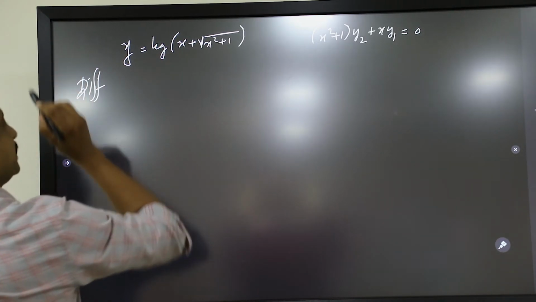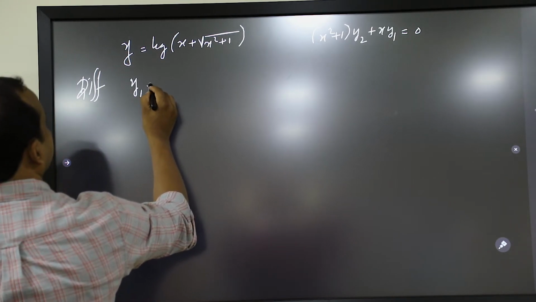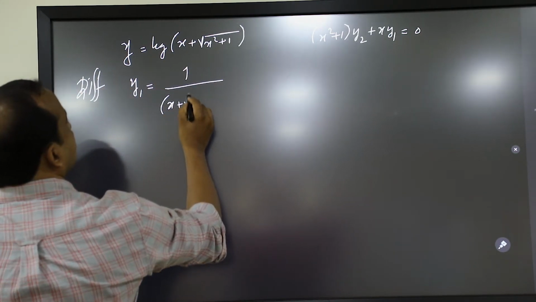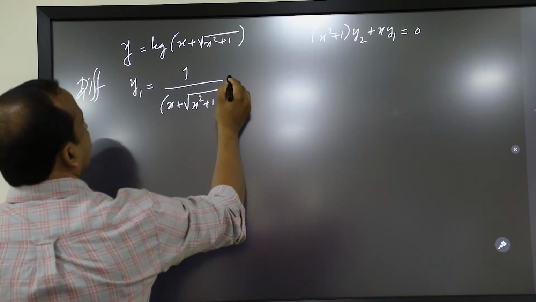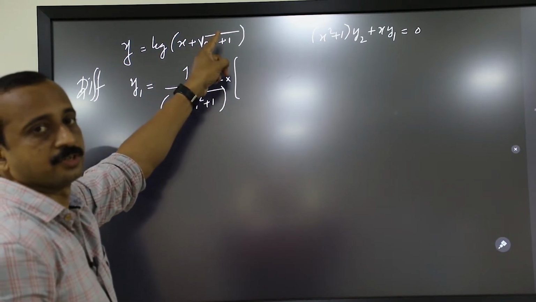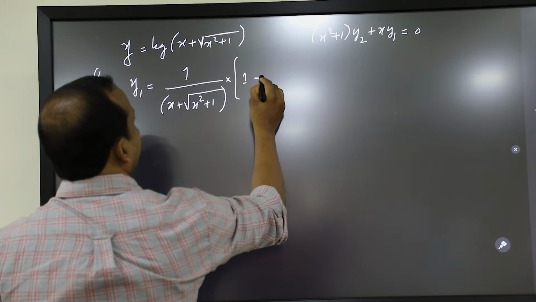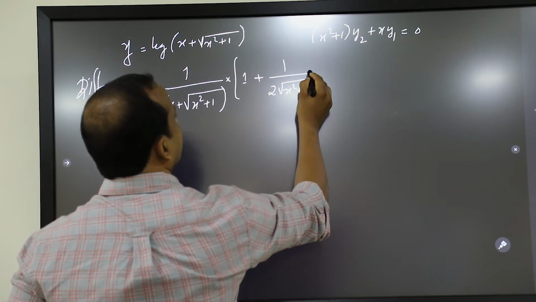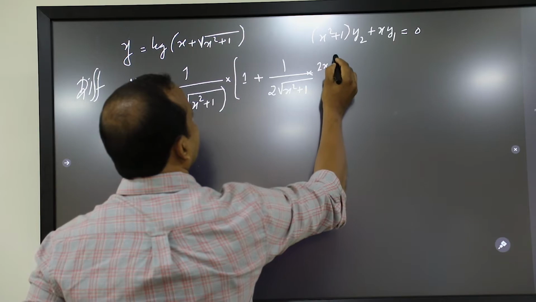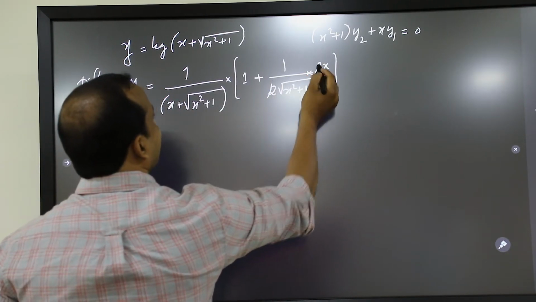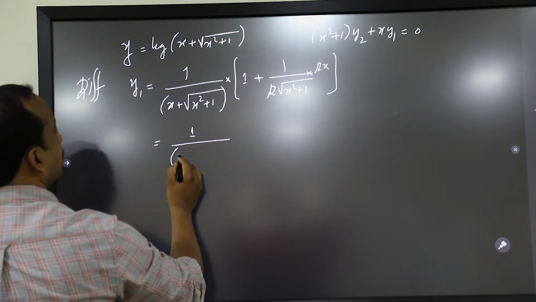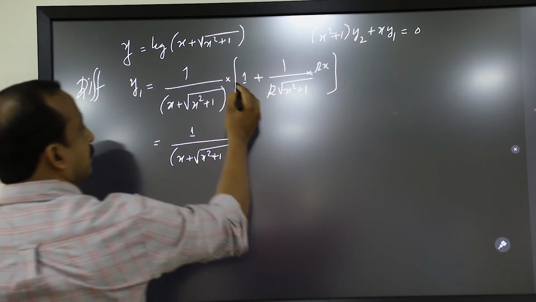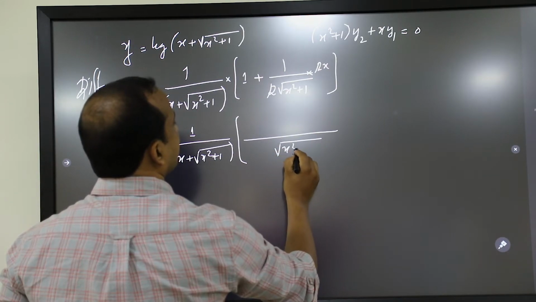First, we differentiate with respect to x, that is y1. You know the derivative of log is 1 by x. Here, 1 divided by (x plus square root of x² plus 1) into, again we apply function of function. The derivative of x is 1 plus the derivative of the root, which is 1 by 2 root of (x² plus 1) into the function of function derivative, the derivative of x² plus 1 is 2x plus 0. Here the 2 cancels. That is 1 divided by (x plus square root of x² plus 1) into, here you take the LCM as root of x² plus 1.